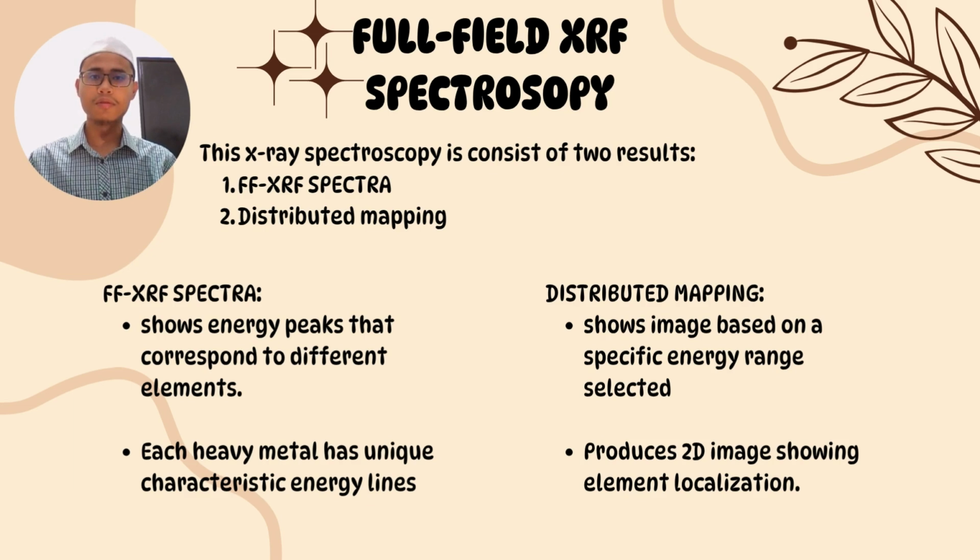So now we move on to full-field XRF spectroscopy. This spectroscopy has two results, which are the spectra and also the distribution mapping. The spectra show the energy peaks that correspond to different elements. Each heavy metal has unique characteristic energy lines, whereas distribution mapping is a way to show an image based on a specific energy range that has been selected. It also produces a 2D image showing the element's localization.